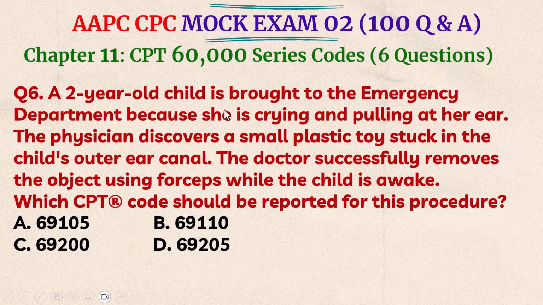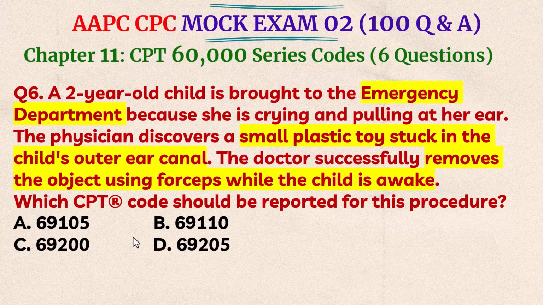Final question of the 60,000 code series, question number 6. A 2-year-old child is brought to the emergency department because she is crying and pulling at her ear. The physician discovers a small plastic toy stuck in the child's outer ear canal. The doctor successfully removes the object using forceps while the child is awake. Which CPT code should be reported for this procedure? So there are 4 answers available. Take your CPT code book and find the answer.